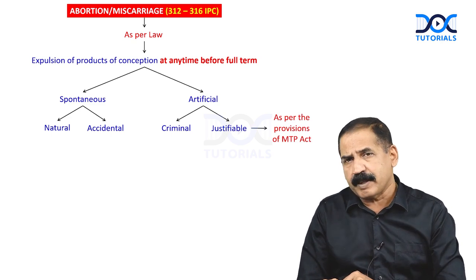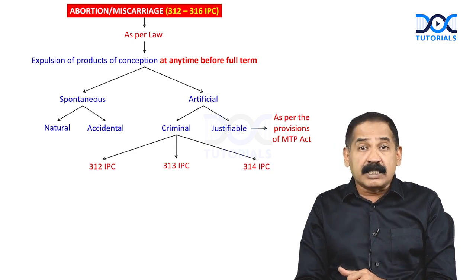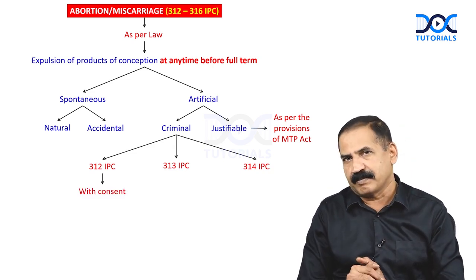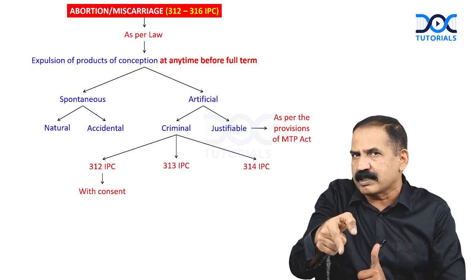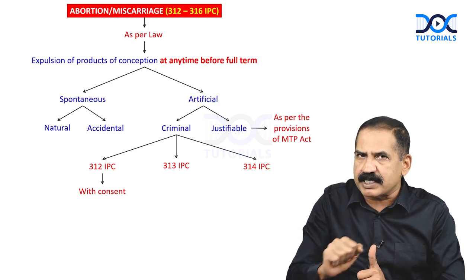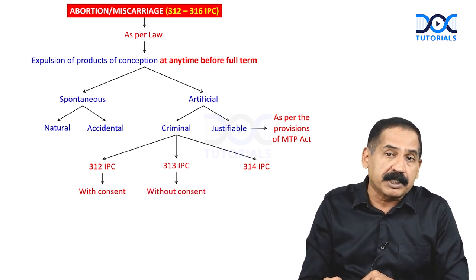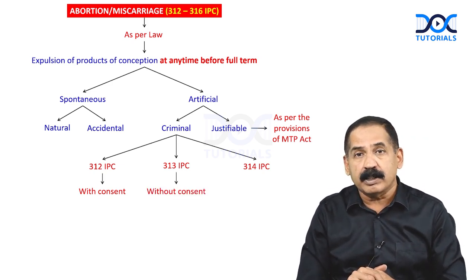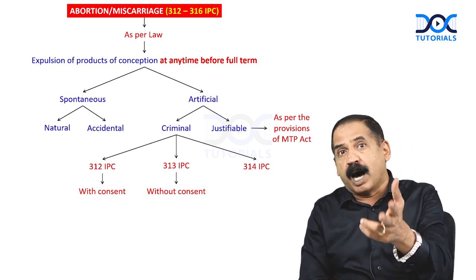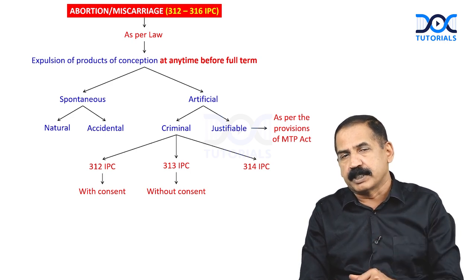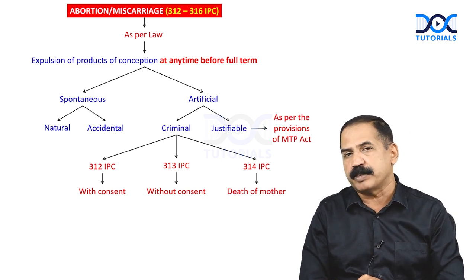Criminal abortion may be done, number one, with the consent of the mother. If the criminal abortion is conducted with the consent of the mother, it is punishable under section 312 of IPC. Without the consent of the mother, punishable under section 313 of IPC. And while conducting abortion or as a complication of criminal abortion, if the mother dies, it is punishable under 314 of IPC.